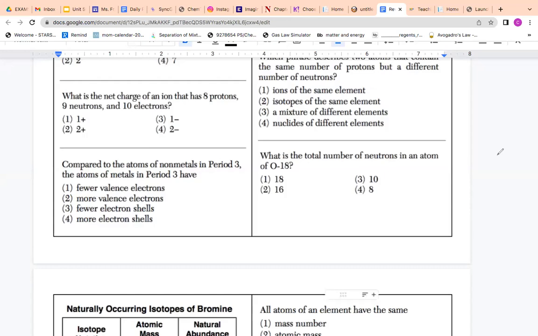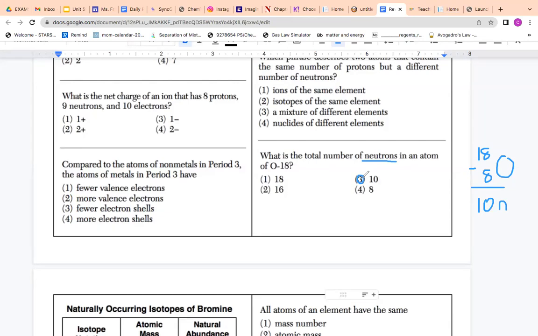So this version of oxygen has a mass of 18, but again, its atomic number is always going to be the same. It's always going to be 8. Now they're asking specifically for the neutrons. How do we get neutrons? You always take the mass number, which is up here, and you subtract your atomic number. So it's simply 18 minus 8, and that is 10 neutrons. So our answer for this is 10.